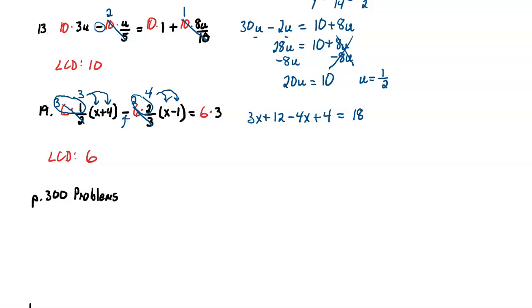Here's an equation with no fractions. The left side of the equals has some combining to do. 3x minus 4x is negative 1x. 12 plus 4 makes 16. Subtract 16 from both sides, getting a 2. If the opposite of x is positive 2, then x must be negative 2.